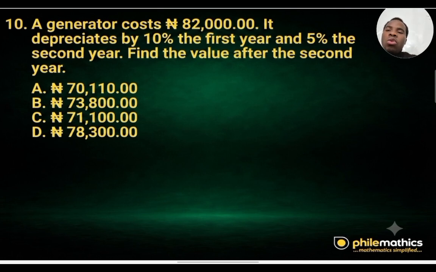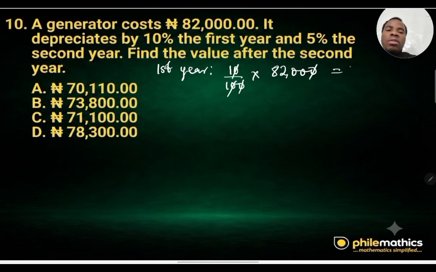So since we know how to work with percentage, let's start with the first year. First year, it depreciates by 10%. So we look for 10% of 82,000 naira. So 0 cancel 0, 0 cancel 0. It gives us 8,200. So this is the depreciation value after the first year.